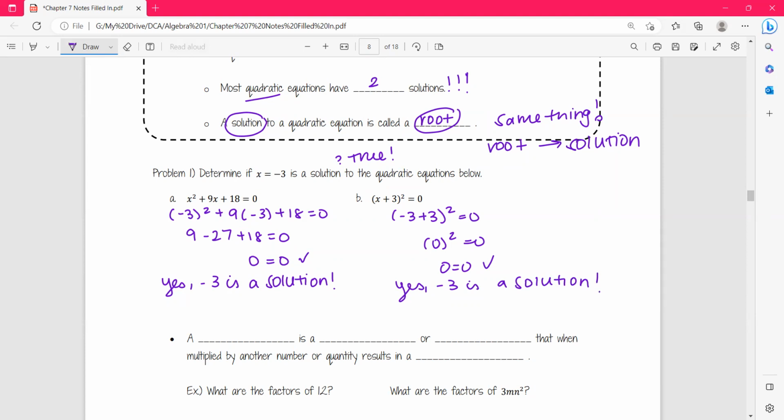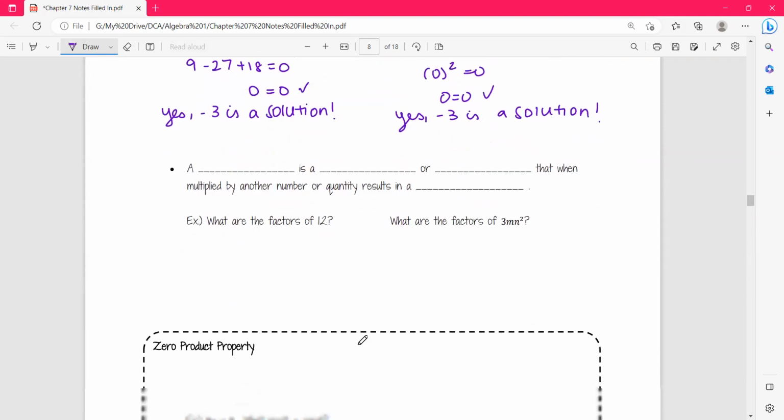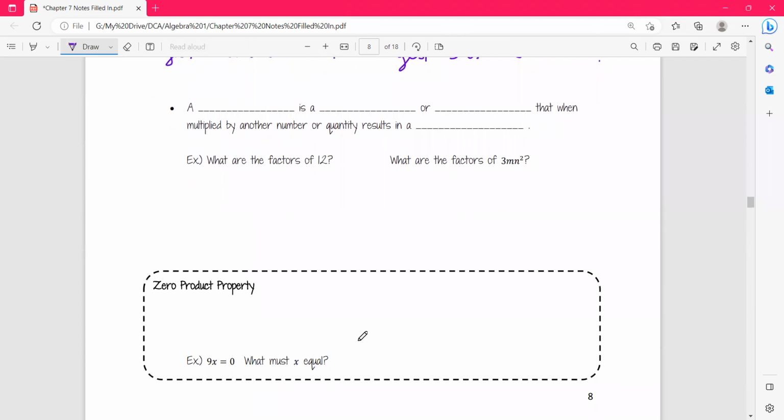So moving on to something brand new. First, a factor, which is just a review. A factor is a number or quantity that when multiplied by another number or quantity results in a product. So here we go. This is pretty straightforward. You've been doing this for a while.